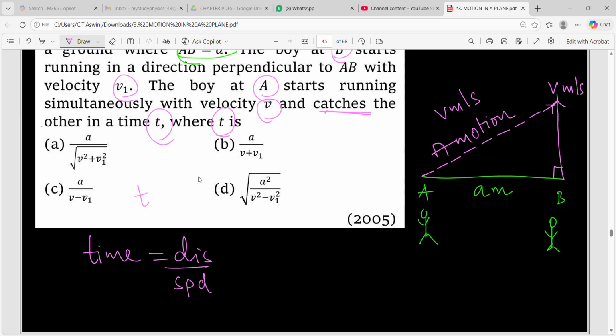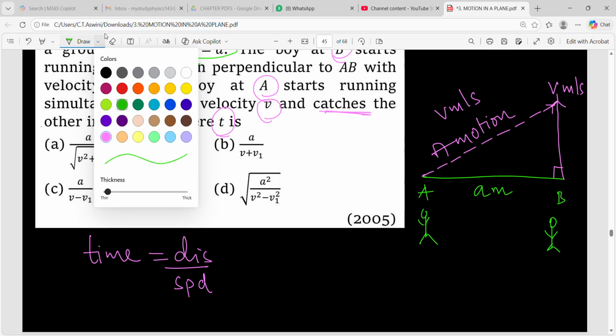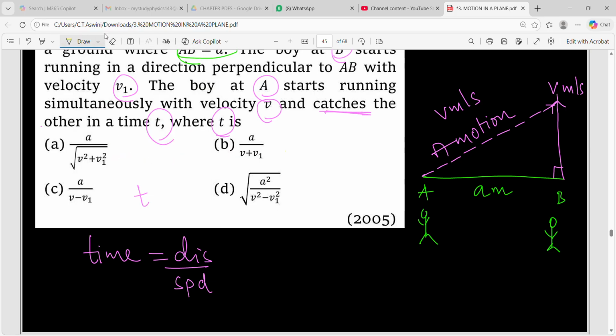So let us divide this diagram into three segments. Let this be first segment, second segment, and third segment. We need distance by speed. If you see third segment, we have speed but we don't know the distance. If you see second segment, same, we have speed V1 but there is no distance. Take the first segment, we have distance, we don't have speed, but can't we find the speed here? This is the side of a right angle triangle, right? So what will be the speed here? Hypotenuse square minus side square.